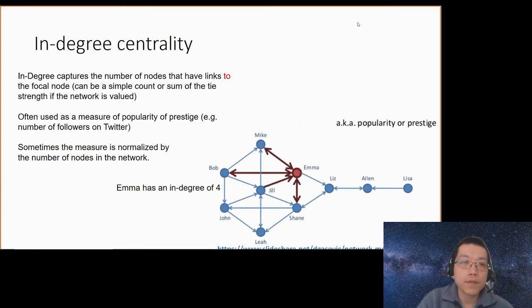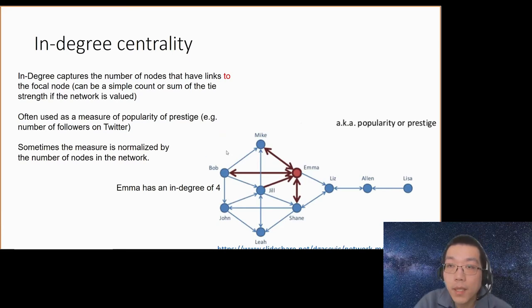All right. So the first centrality measure is simple. It's called in-degree centrality. It captures the number of nodes that have links to the focal node, and is often used as a measure of popularity or prestige. For example, if we're studying the following relation network on Twitter, the number of followers that someone has is this person's in-degree centrality. So the more followers I have, the more popular I am or the higher prestige I have. And for me, I have exactly 3 followers on Twitter. So I guess that speaks to my popularity on Twitter.